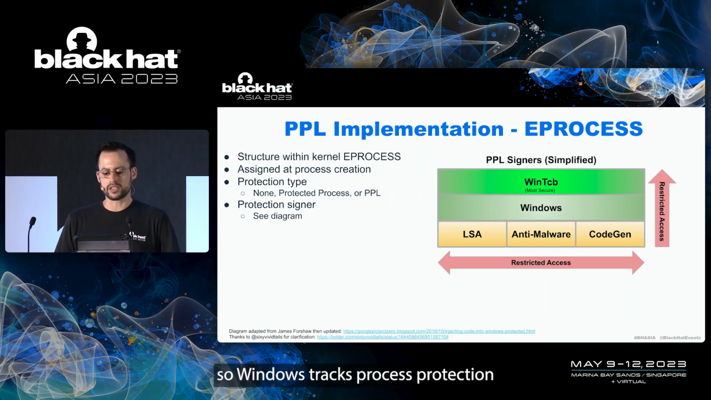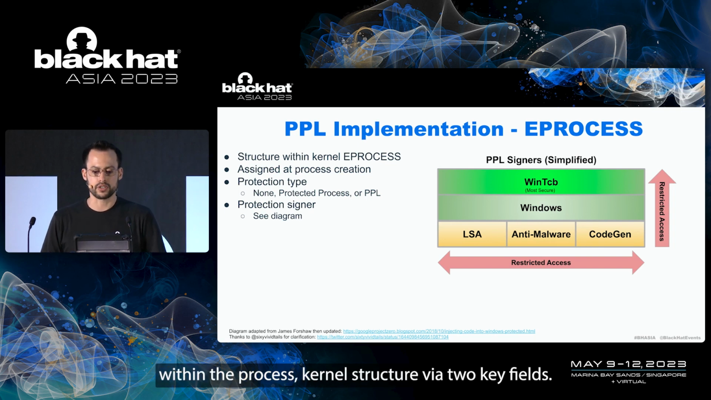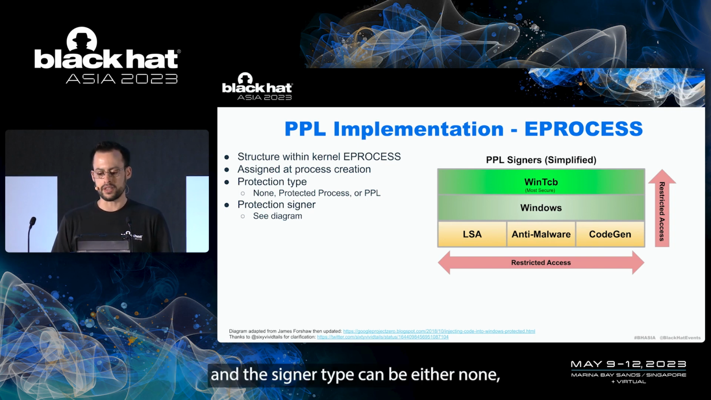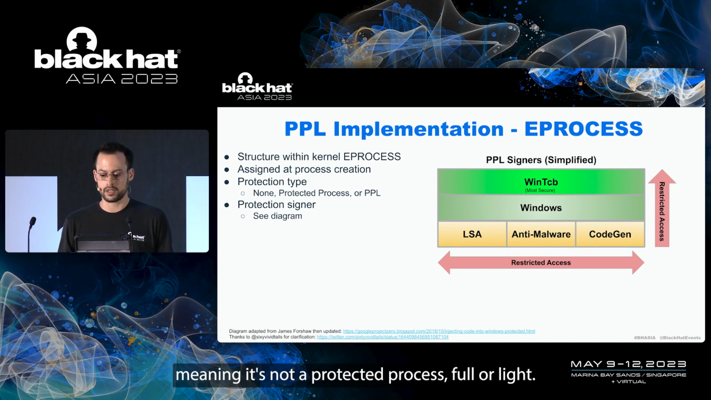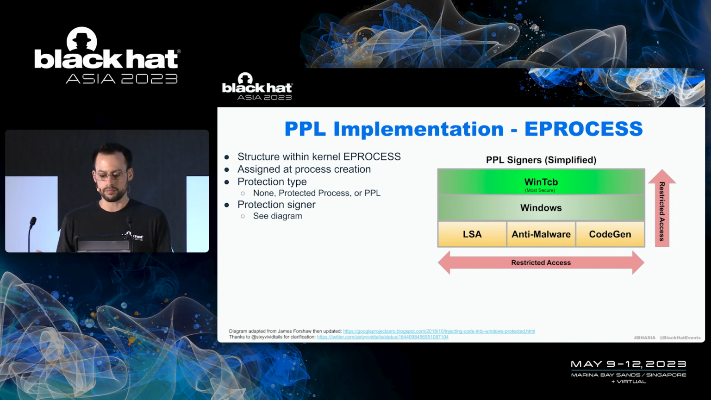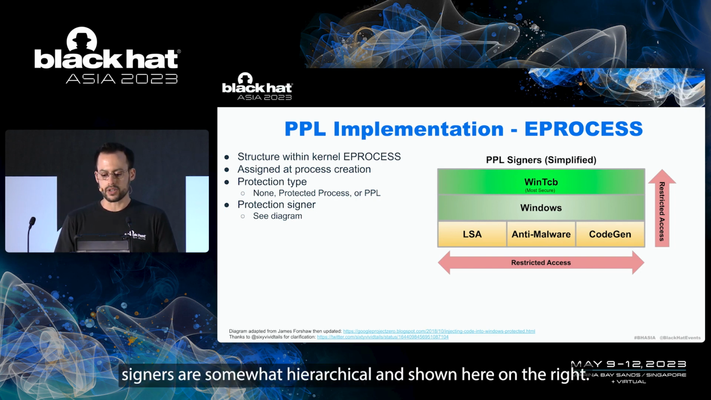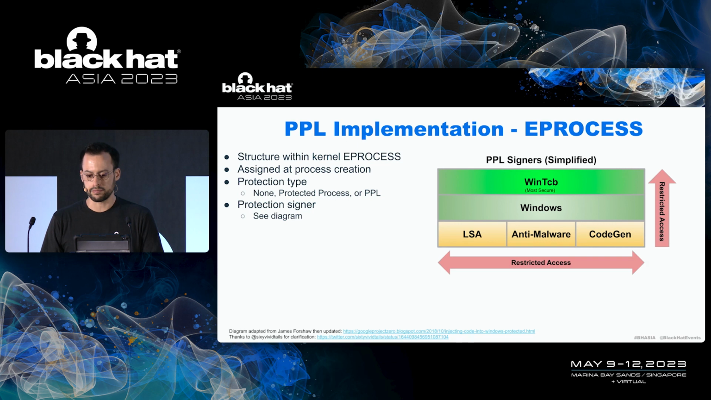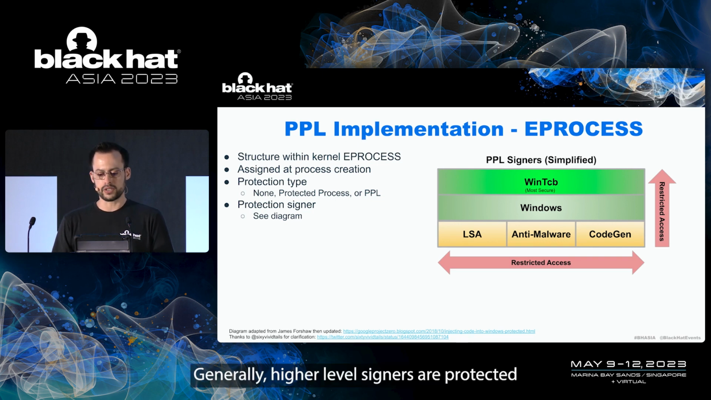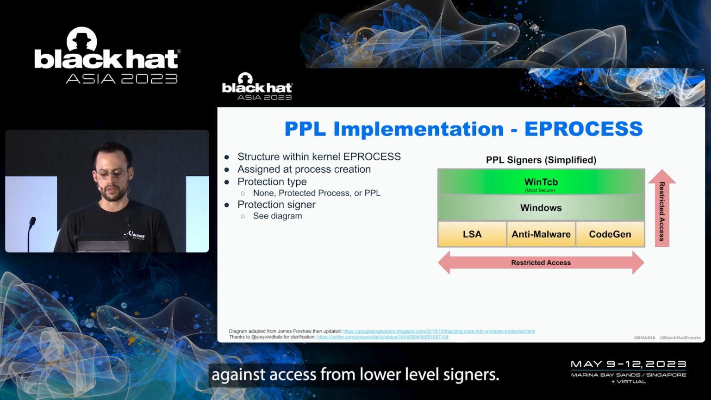So Windows tracks process protection within the EPROCESS kernel structure via two key fields, the type and the signer. Type can be either none, meaning it's not a protected process, full, or light being PPL. Signers are somewhat hierarchical and shown here on the right. Generally, higher-level signers are protected against access from lower-level signers.